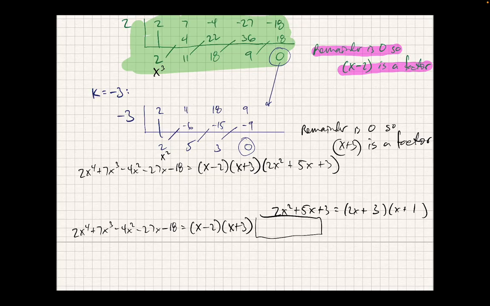So I'm showing you different ways that they can ask this question. If it's really just to show that these are factors, saying the remainder is 0 so that it is a factor is good enough. But it could have been to completely factor the original polynomial. So at the x squared stage, I had this. Off to the side, I figured out how to factor this part of it, and so I want to write my complete factorization.